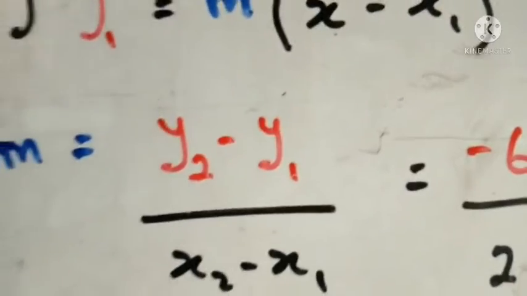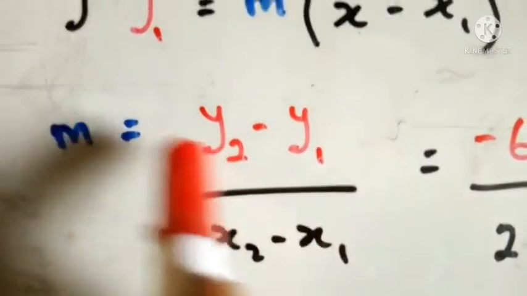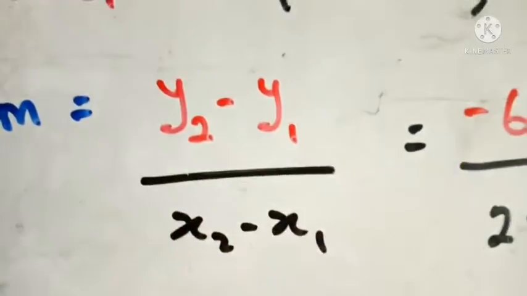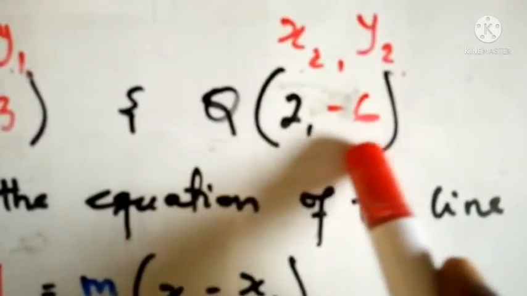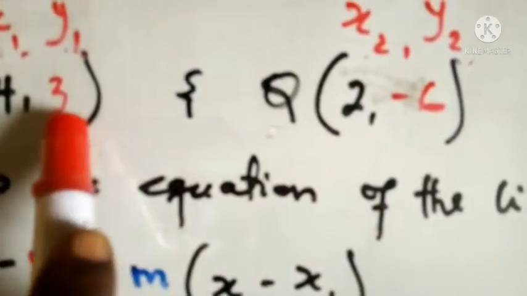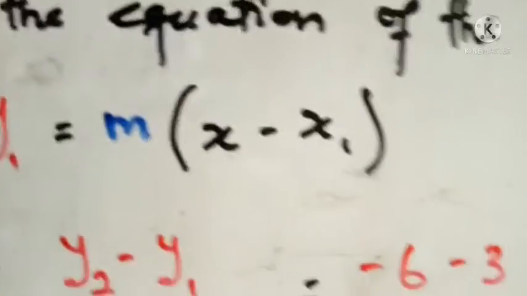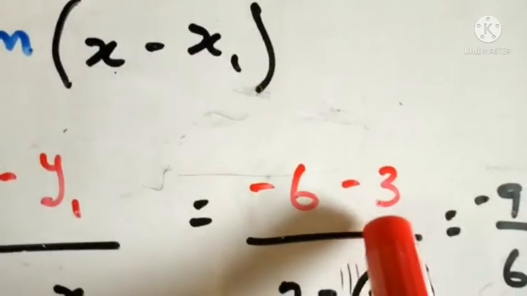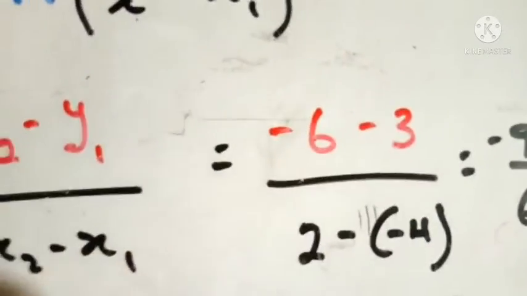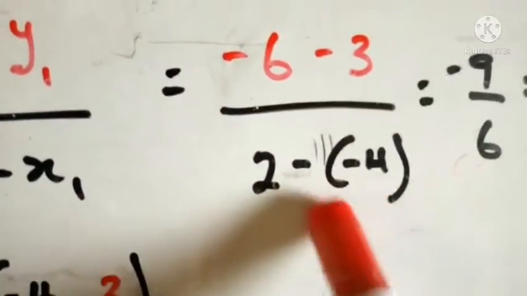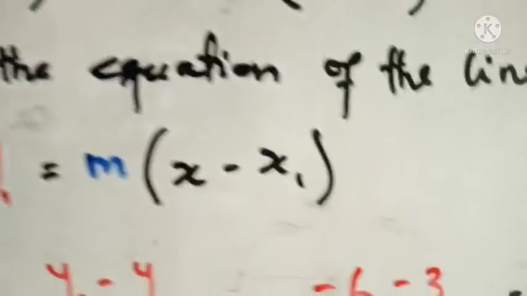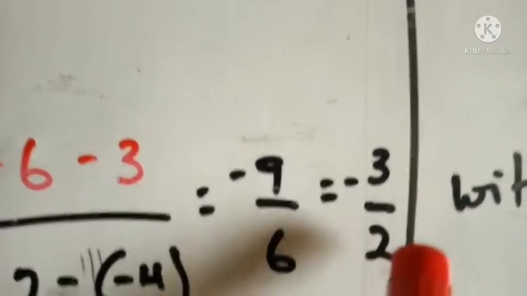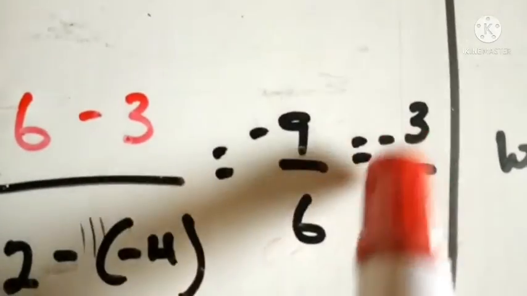We just need to replace that in the gradient formula. So the gradient is y2 minus y1 all over x2 minus x1. So what is the y2 here? y2 is -6, and then the y1 is positive 3. So we have y2, which is -6, minus 3, and then all over the x2, which is 2, minus -4. Remember that it's -4 here because the x1 is exactly -4. So when you do this calculation, you should arrive at -3 over 2. So this is the gradient now.